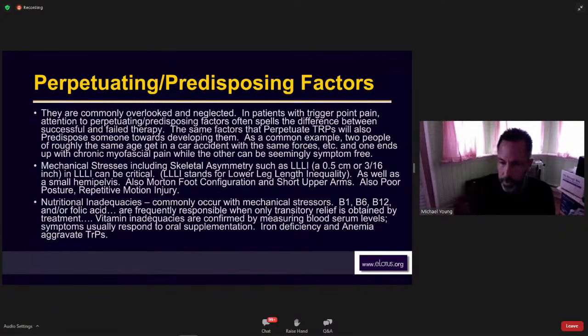Something tips it over, and then it becomes crucial. But some people can get away with it if they don't have any trauma. And then small hemipelvis can also, and she also talked about Morton foot structure or configuration. I don't use that. And then short upper arms, the tips of the elbow should go to your ilium.